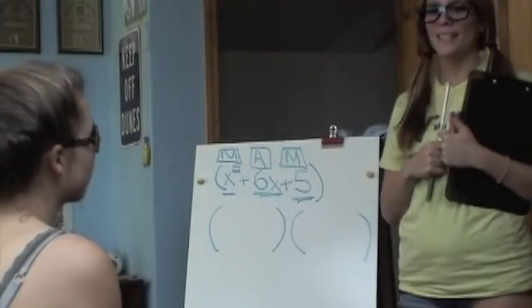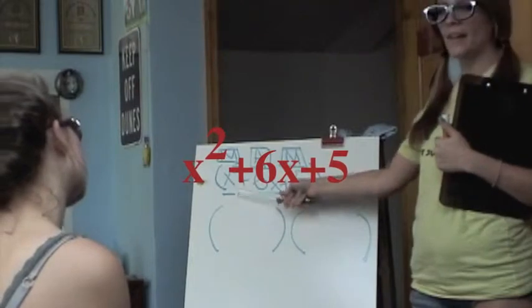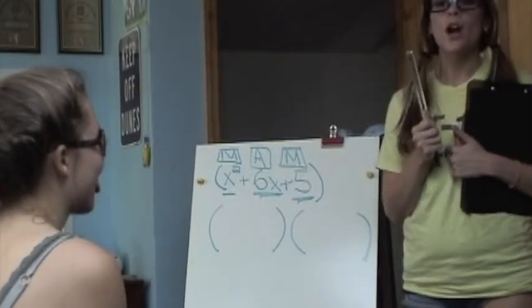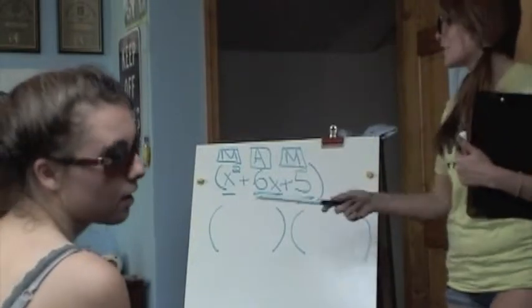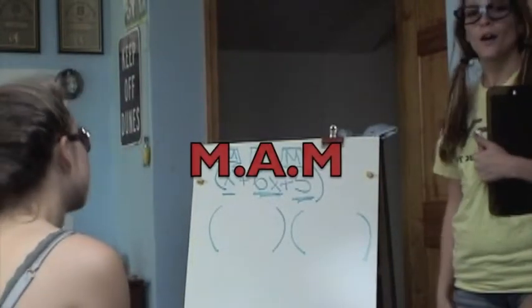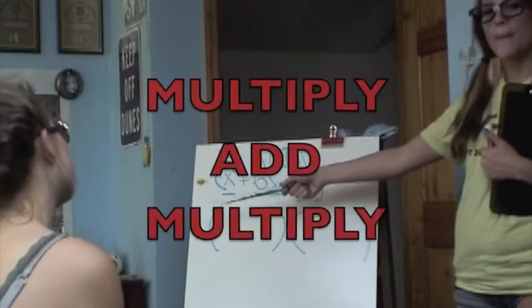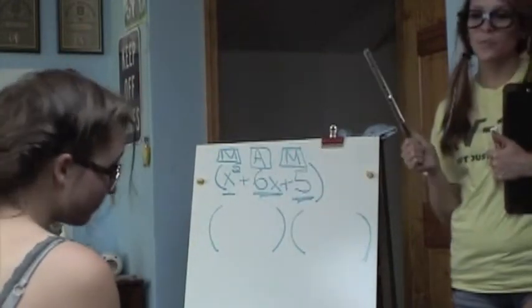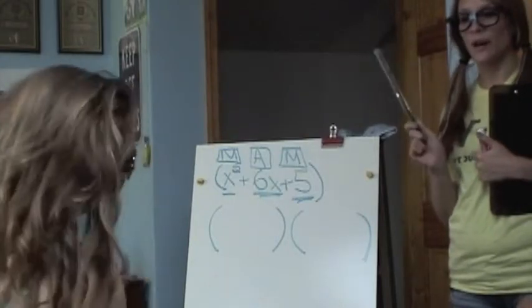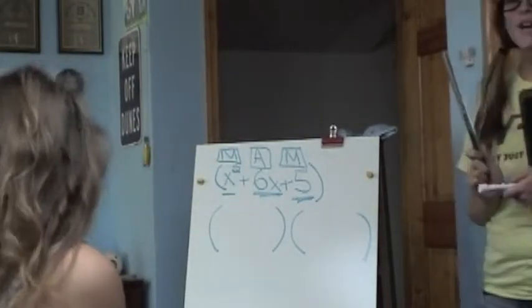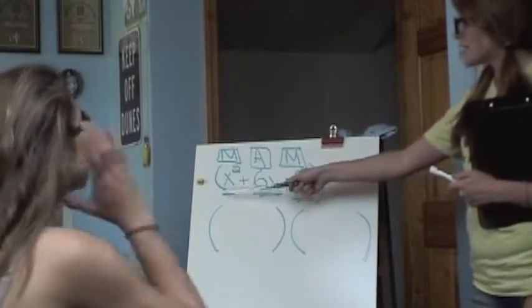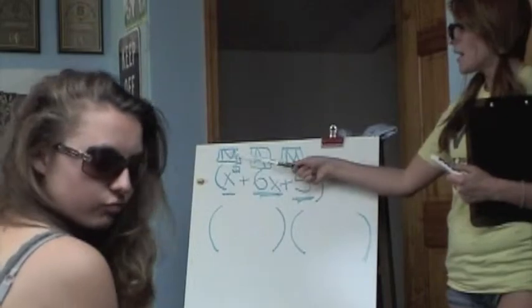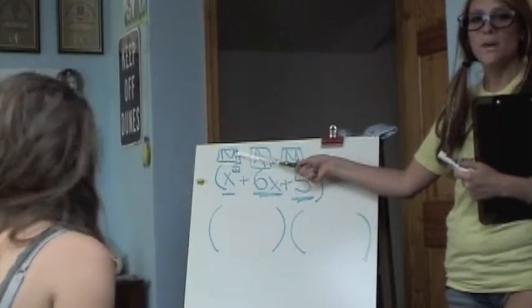First problem we will be looking at today is x squared plus 6x plus 5. The first thing to know about factoring quadratics is you must use MAM, always. This stands for multiply, add, multiply. This is what you use to find the factor of the quadratic. First, you must start out with the first variable. Now, this one says multiply.